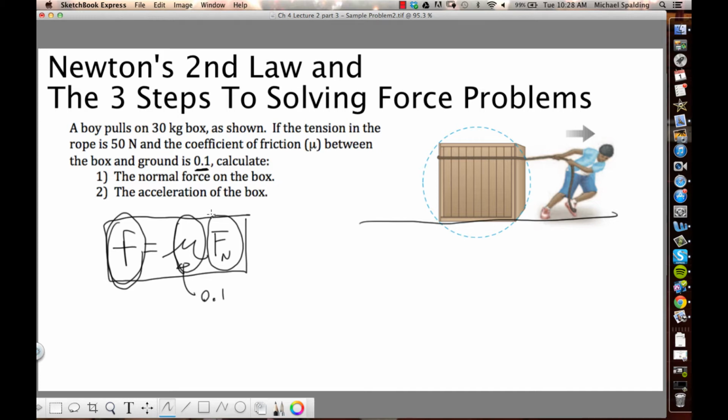So pretty much everything in this room has a normal force, because like my water bottle, the printer, my coffee mug, if it's resting on a surface, there's a normal force. When would an object not have a normal force? Like in free fall, if you jump out of an airplane, you're not resting on a surface.